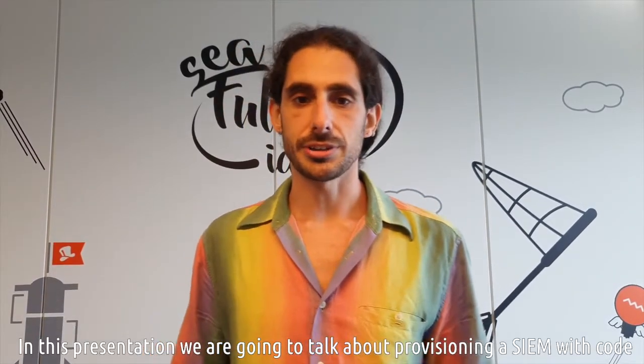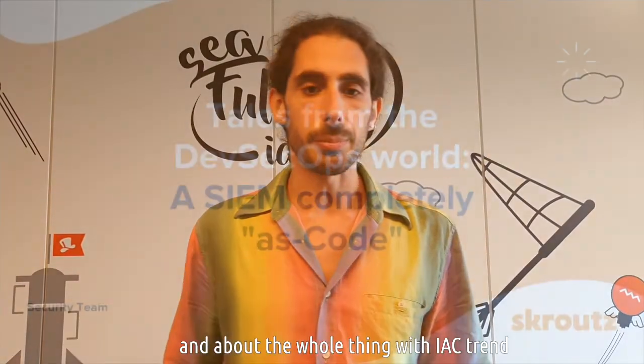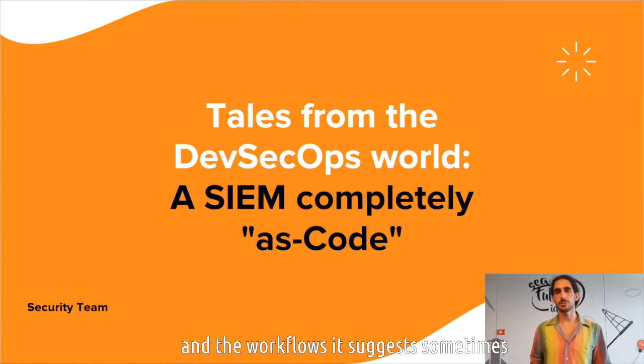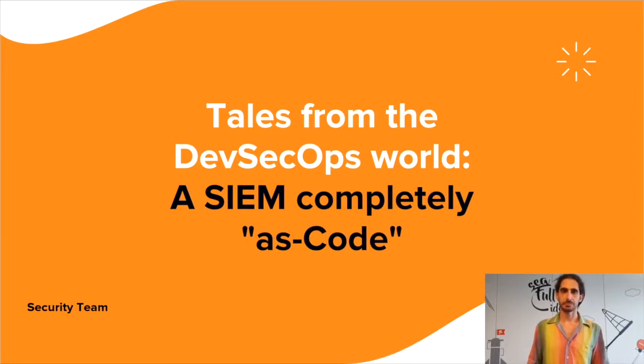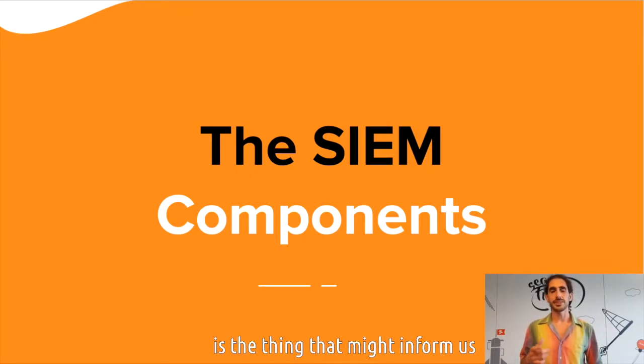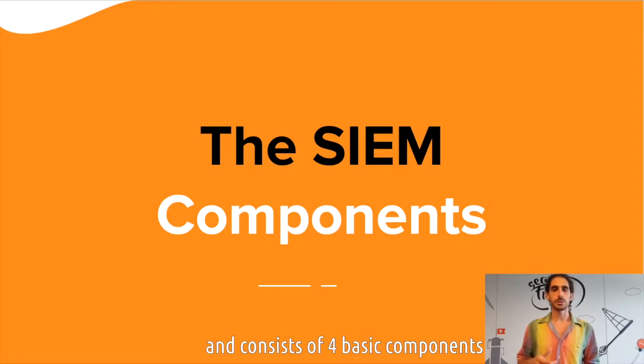In this presentation we're going to talk about provisioning a SIEM with code and about the whole infrastructure as code trend and the workflows it sometimes suggests to security teams. Basically, to introduce the concept, a SIEM is the thing that might inform us if we're getting hacked, and it consists of four basic components.